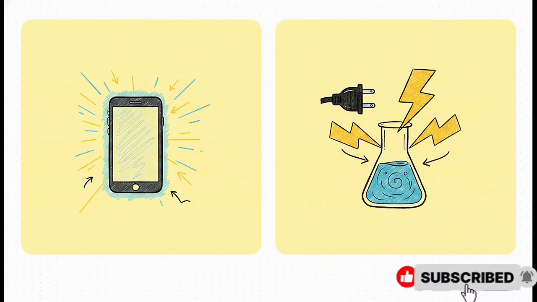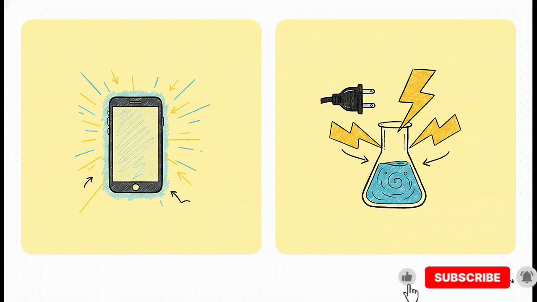On the left, we have the galvanic cell, which you might also know as a voltaic cell. This is the powerhouse. It relies entirely on a spontaneous chemical reaction. Because the reaction happens naturally on its own, it releases energy, basically converting chemical energy directly into electrical energy. So when your phone is running, a galvanic cell is doing the heavy lifting.